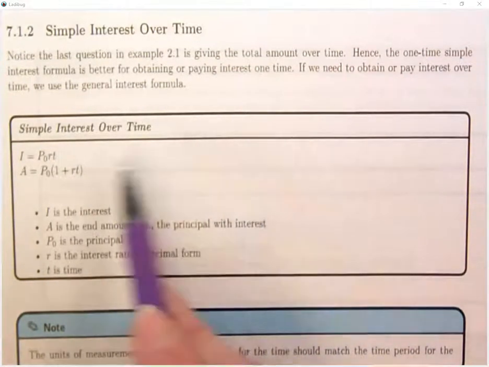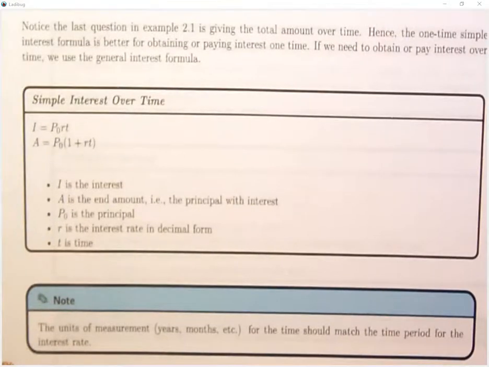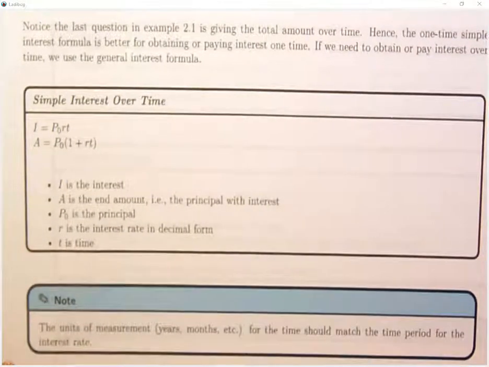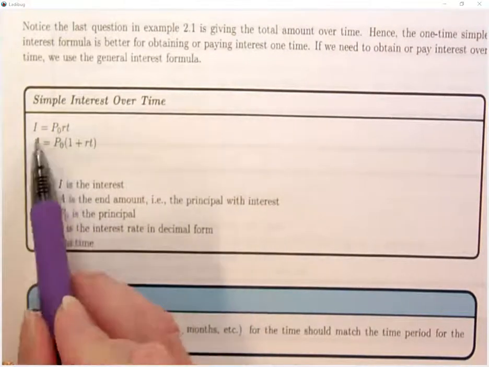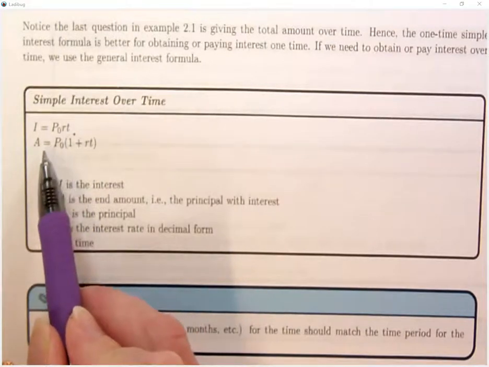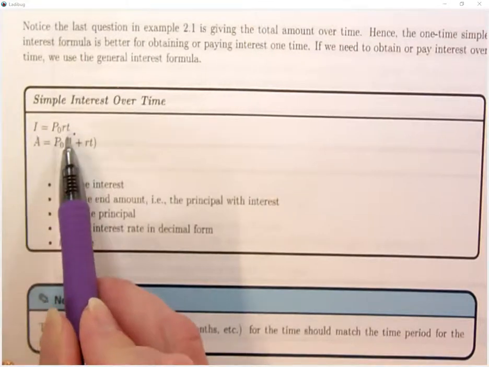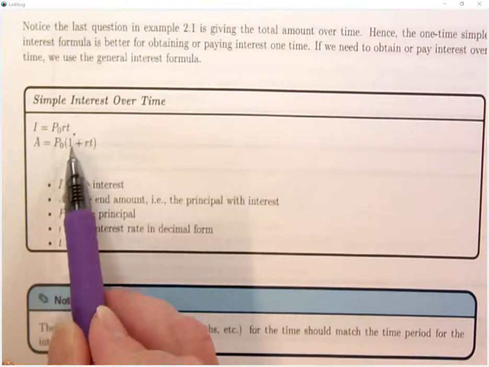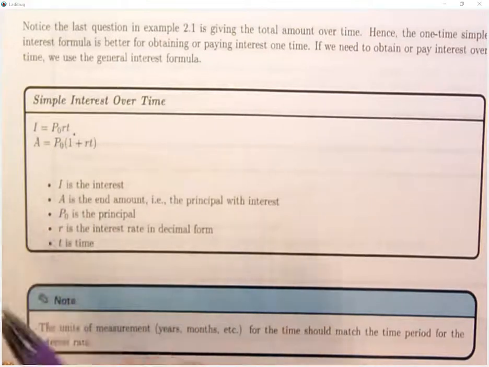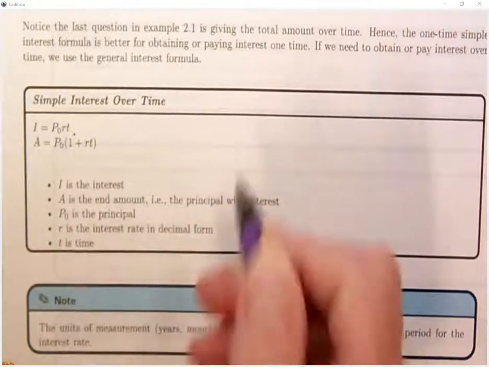So a better formula, just simple interest over time, even if it were just 1 year or something, we can just put T as 1. But we really need to take that into account. So the same thing here, we have interest equals the principal times the rate times the time, and the units should match, and usually it's years. So you'll see how that works out in the examples.